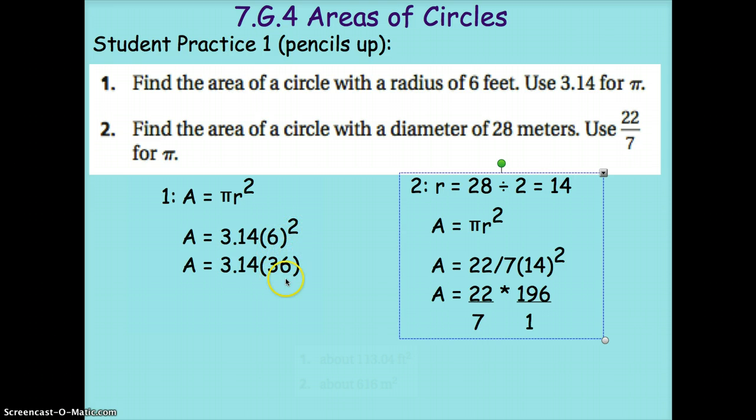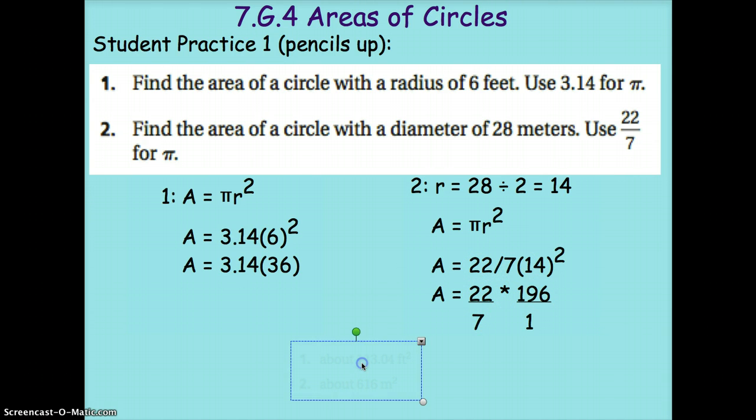Take care of the exponent first, square that radius first. On number 2, notice I had to find my radius first, so take care of that division. On number 2 it also said to use 22/7 for pi, so do be careful. And we have our final answers here. Notice I have my units squared on both of these. If you didn't understand any of that, make sure you do go back and re-watch.